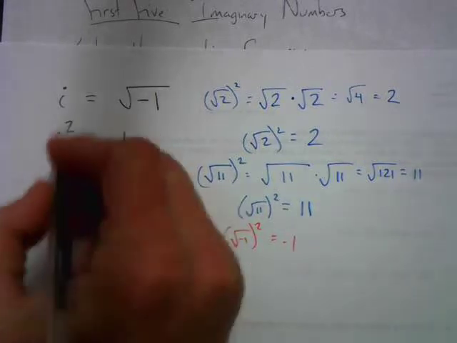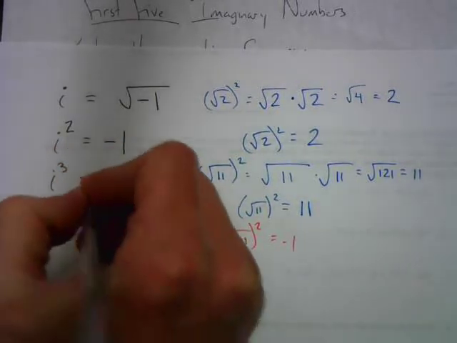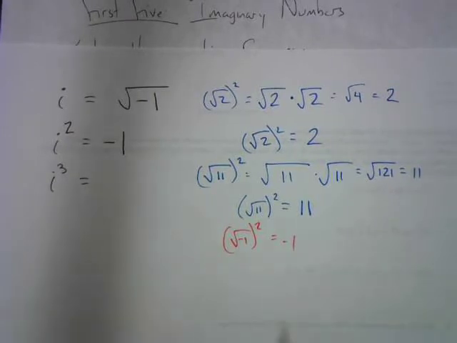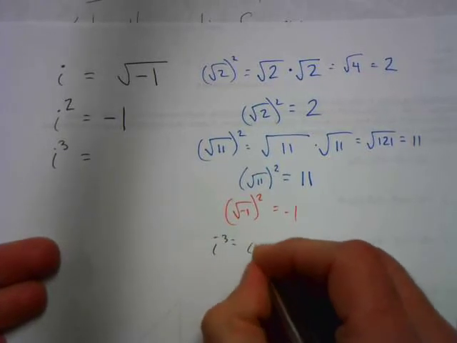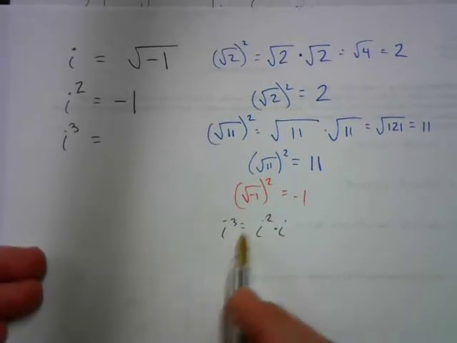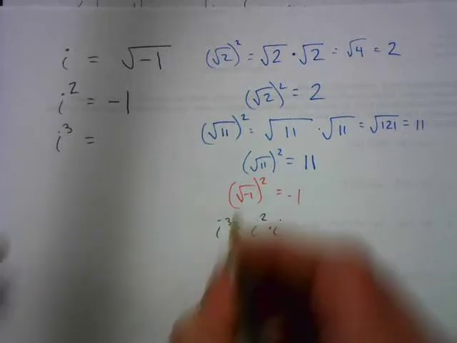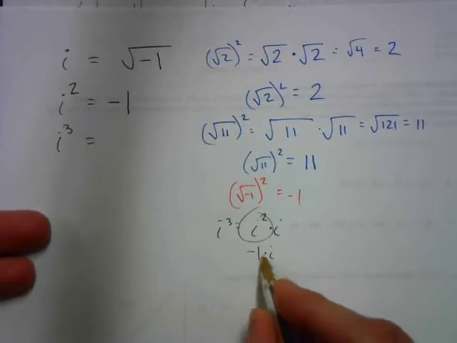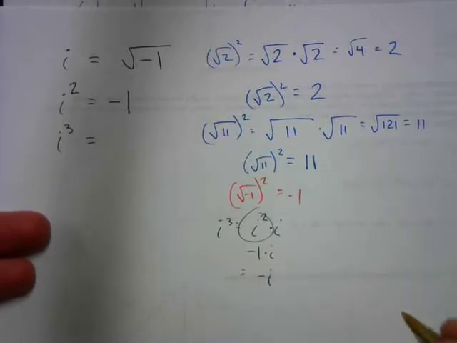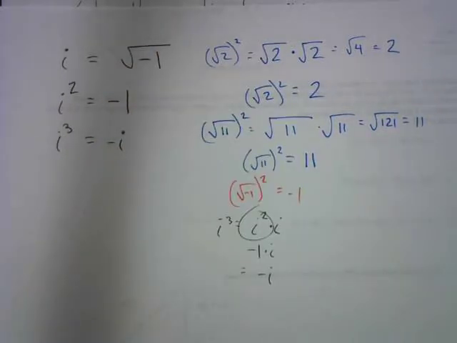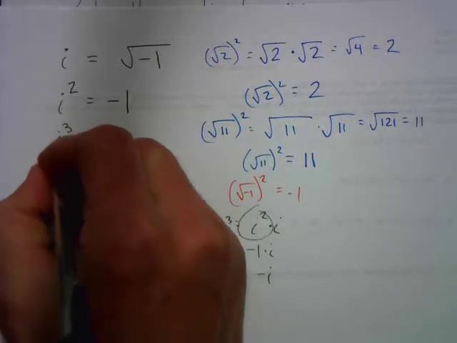Okay? Now, what if I had i to the third power? Well, isn't i to the third power basically i squared times i? Isn't that i to the third power? Is it not i squared times i? Well, yes, it is. And isn't i squared negative 1? Why, yes, it is. And isn't negative 1 times i negative i? Why, yes, it is. So i to the third power is equal to negative i. Whoa, that's so cool. Then what would be i to the fourth power?